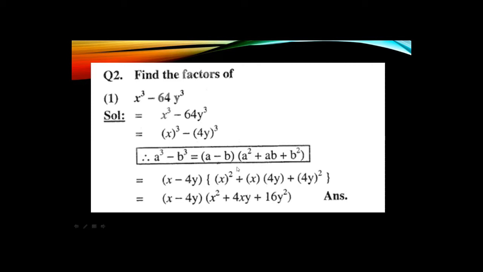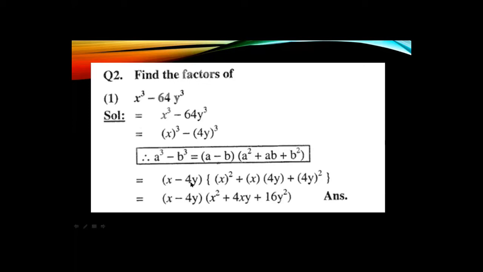Then in the second bracket it's a square. So instead of a we will put x, it becomes x square, plus ab, and ab is multiplication, so we use brackets to show the multiplication. Instead of a we will put x, instead of b we will put 4y, plus b square. b square means (4y) square. Now the first bracket will remain the same because there is no simplification required here.